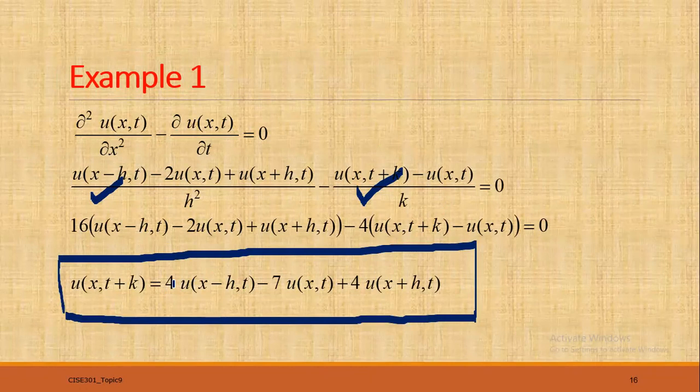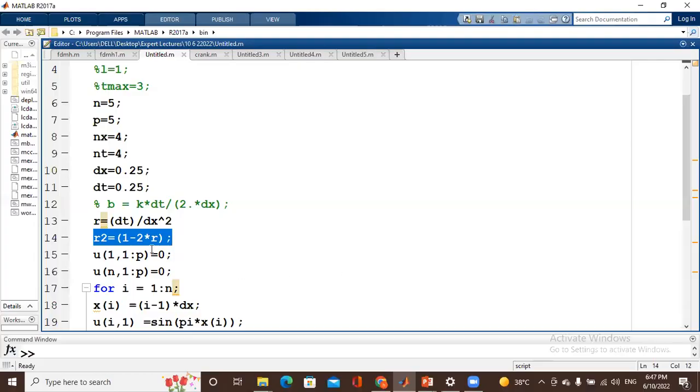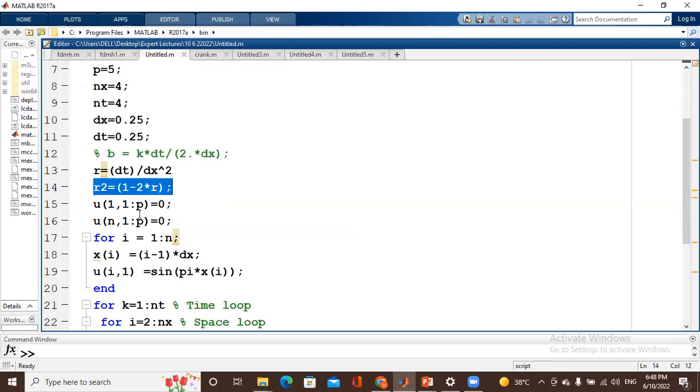So we know that lambda is 4, 1 minus 2 lambda is 7, and lambda is 4. But in our program we define the general form. So r is nothing but lambda is nothing but dt upon dx square, and r2 if we write 1 minus 2 lambda. Now this is the indication that when x is equal to 1 and t changes, this is the boundary condition indication.